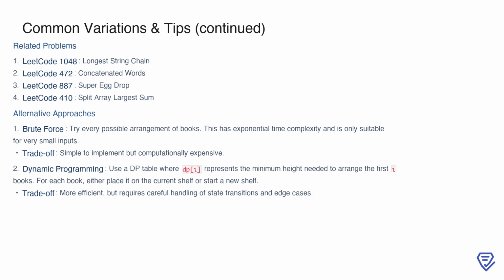For instance, in LeetCode 1048, longest string chain, you work with sequences and dependencies, which is conceptually similar to arranging books in order. LeetCode 472, concatenated words, involves breaking down words into valid parts, echoing the idea of splitting books across shelves. LeetCode 887, super egg drop, and LeetCode 410, split array largest sum, involve partitioning and optimizing under constraints, just like this problem. Now, let's consider some alternative approaches.